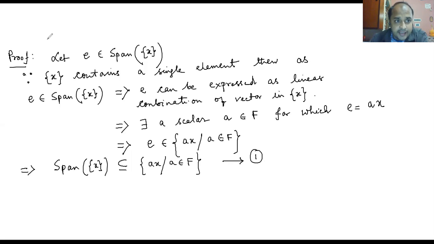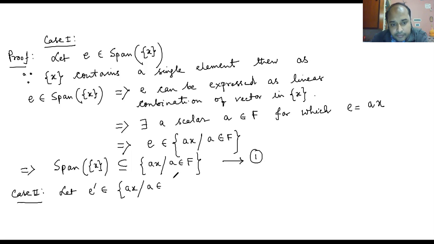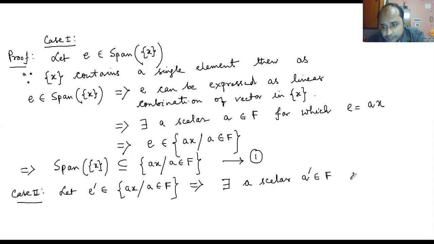So that is one case, case one. Case two is that let us consider any other element E prime from the set AX such that A belonging to F. Okay, so this implies that there exists a scalar, say A prime belonging to capital F such that E prime can be written as linear combination of X.